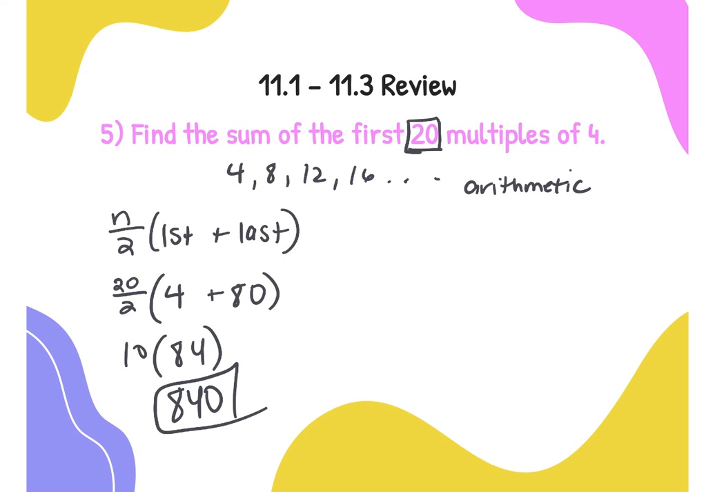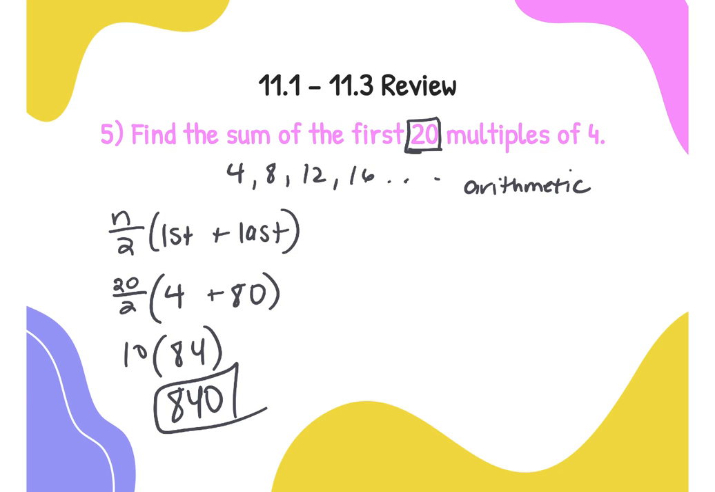Huh? You didn't do 80? How'd you get 80? Oh, 4 times 20. Right? 20 multiples of 4 is the 20th multiple of 4. Yeah. First multiple of 4 is 1 times 4. Second multiple of 4 is 2 times 4. So if you want the 20th, you go 20 times 4.